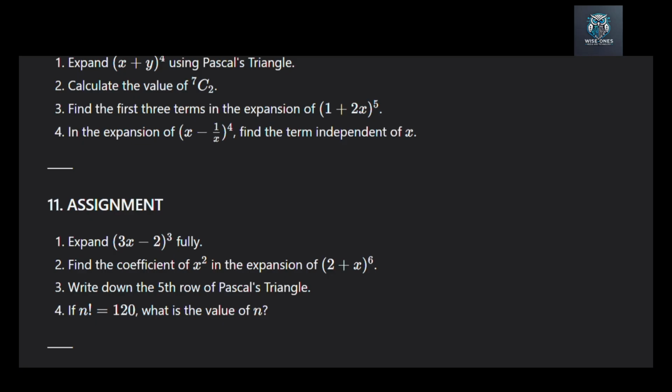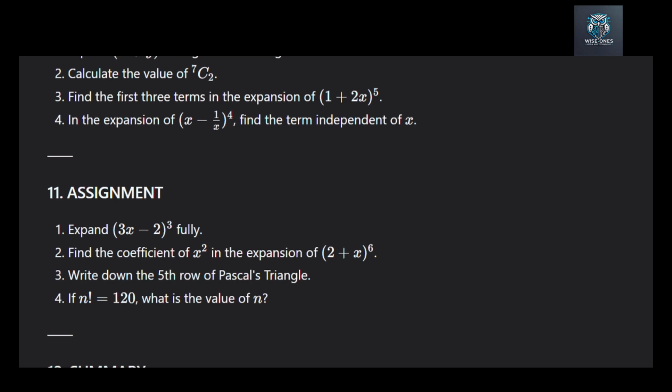Question 4. In the expansion of open bracket x minus 1 over x close bracket to the power of 4, find the term independent of x. Take your time with these. I will walk around the class to check your work.